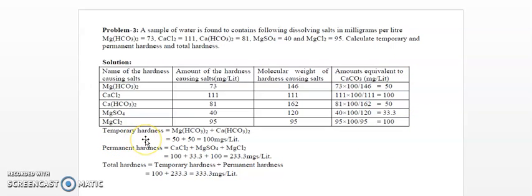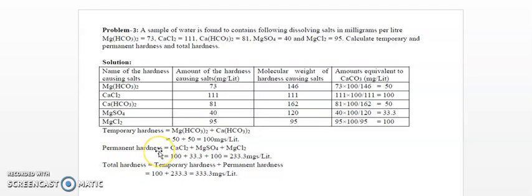As we know, temporary hardness is caused by the bicarbonates of calcium and magnesium. So temporary hardness is equivalent to magnesium bicarbonate plus calcium bicarbonate. The calcium carbonate equivalent for magnesium bicarbonate is 50 and for calcium bicarbonate is also 50. So 50 plus 50 equals 100 milligram per liter.